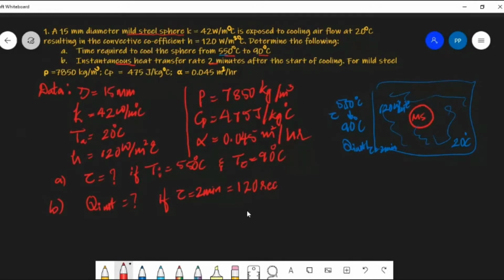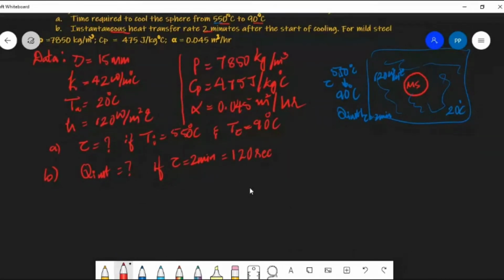Now, the first thing is we need to decide whether we can solve this problem using the lumped system analysis or not. So for that, we need to calculate the Biot number. Whenever you are solving any transient conduction problems, the first and foremost thing which you have to do is to find out the Biot number with the given definitions. So the Biot number will be equal to, we know the formula, H into Lc divided by K.